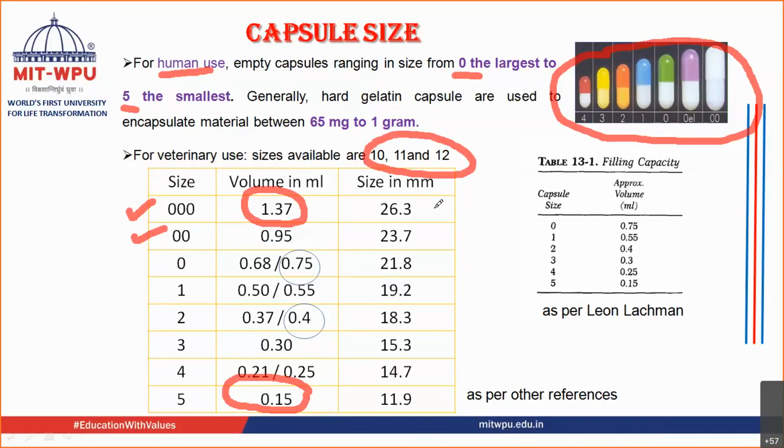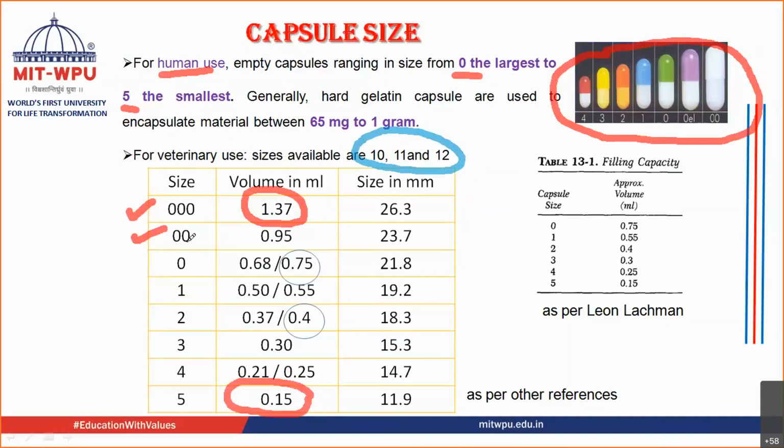If somebody asks me, sir, as the size increases, this should decrease, the amount that can be filled should decrease. So 10, 11, 12 should that way have very less amount of material. But this is what was available in the literature which I have written. So usually 000 to 5 is the size range that is used.